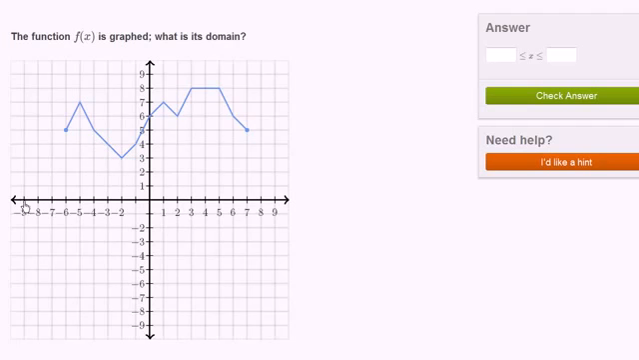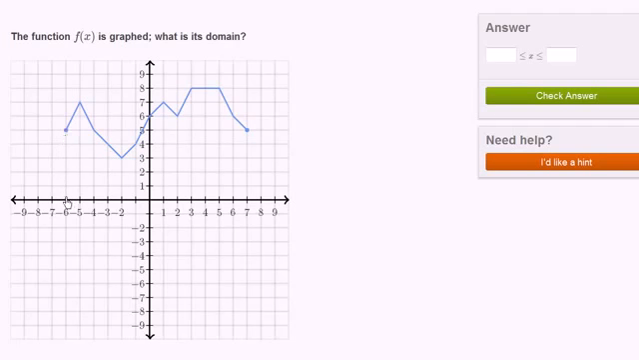So for example, if we say, well, what does f of x equal when x is equal to -9? Well, we go up here, we don't see it's graphed here. It's not defined for x equals -9 or x equals -8.5 or x equals -8. It's not defined for any of these values. It only starts getting defined at x equals -6. At x equals -6, f of x is equal to 5.